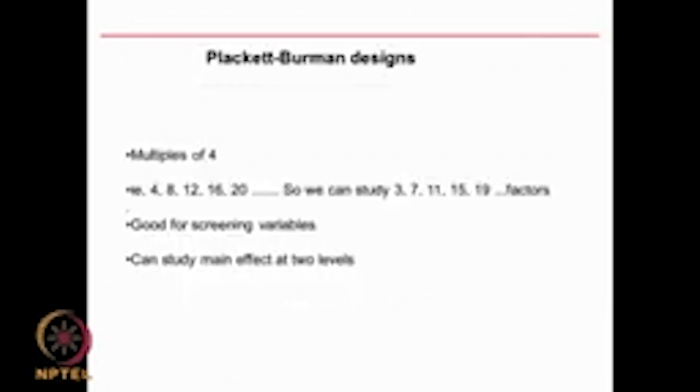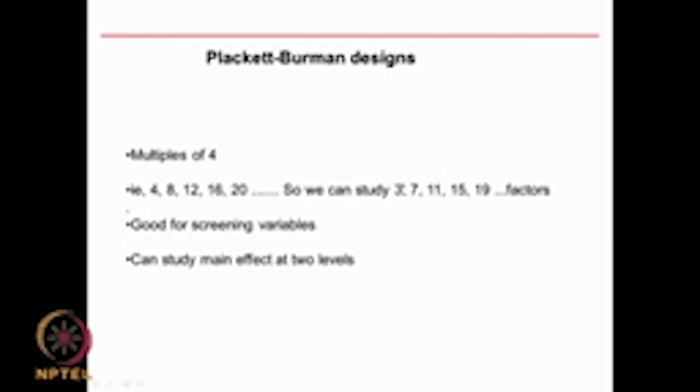Okay. There is another design which is also a screening design. It is useful if you have a lot of parameters and you want to screen these parameters quickly, shortlist only a few important ones, and that is called a Plackett-Burman design. Generally it is a multiple of 4: 8, 12, 16. That means you have to do either 4 experiments or 8 experiments, 12 experiments, 16, like that.